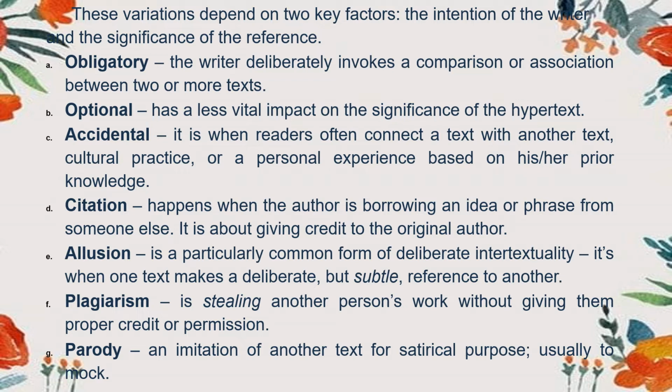Citation happens when the author is borrowing an idea or phrase from someone else. It is about giving credit to the original author. Allusion is a particularly common form of deliberate intertextuality. It's when one text makes a deliberate but subtle reference to another. Plagiarism is stealing another person's work without giving them proper credit or permission.